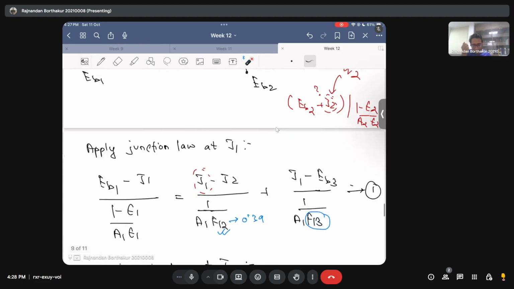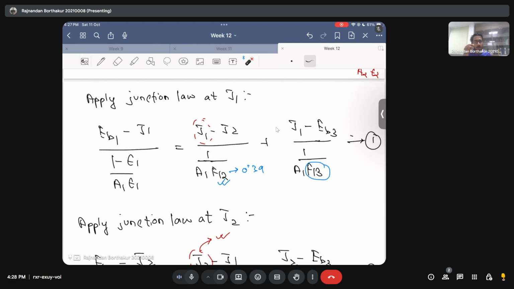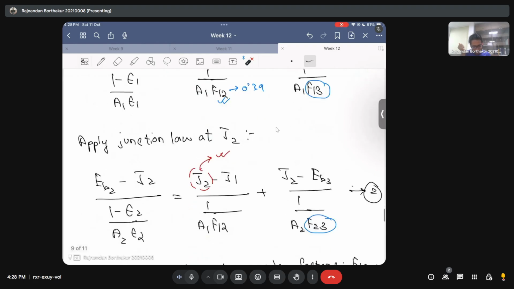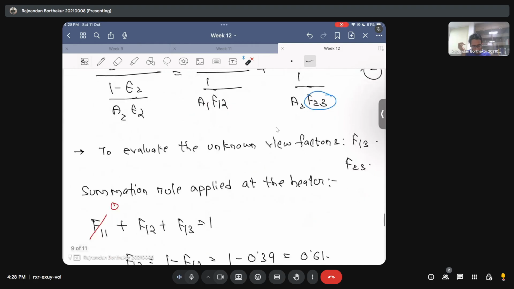And then the second thing is learning how to apply the junction law, where we are just equating the currents at the junctions: the currents coming in equal the sum of the currents going out. And then using these two to realize that we ultimately need to calculate the radiosity J2, but it is where we encountered a problem that we didn't know the view factor, at least the view factor F23 that basically appeared here.